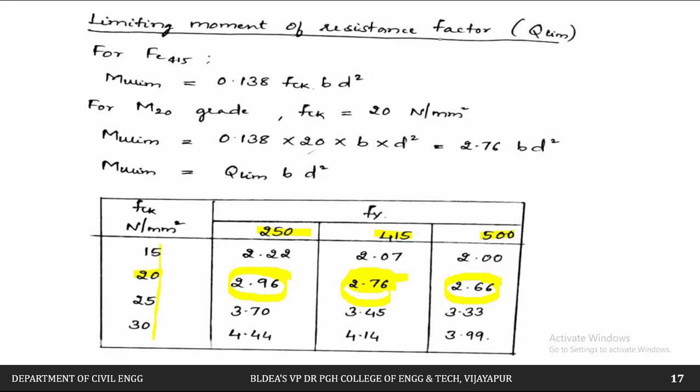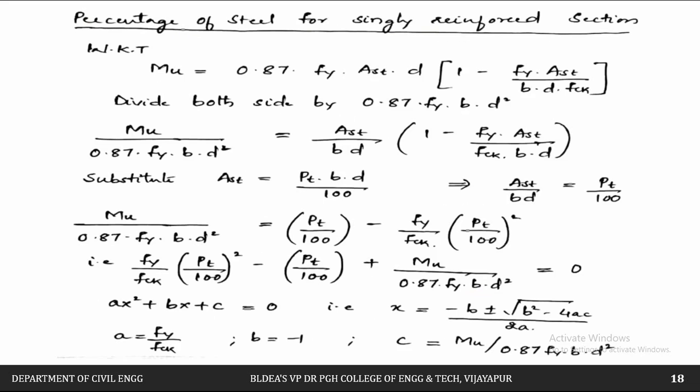Similarly, we can calculate for different grades of steel as well as for different grades of concrete. So here if you substitute these values, you are going to get these Q limiting values. So directly, if you want to use it next time, for M20 grade and Fe415 steel, you can directly take 2.76 BD square. If you want for Fe500, 2.66 BD square. Directly we can come to know what the limiting moment of resistance, QLM, is.